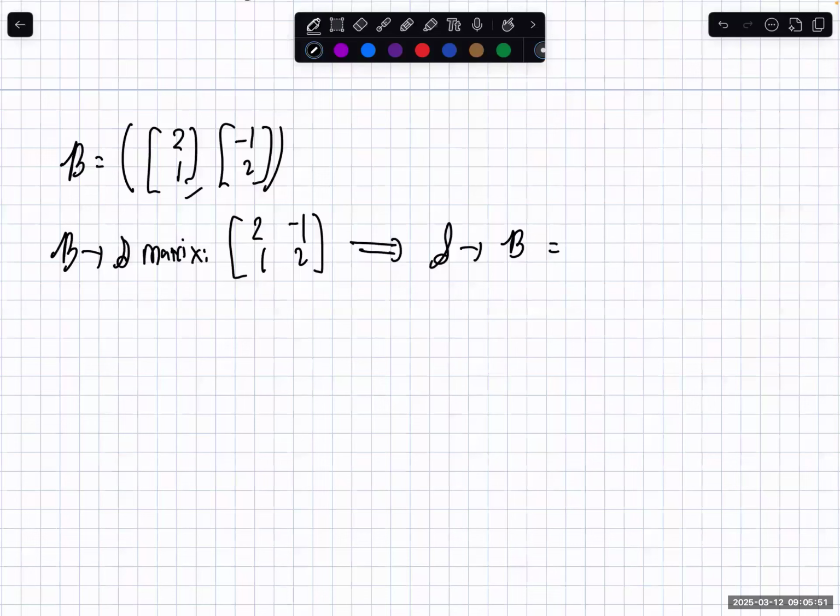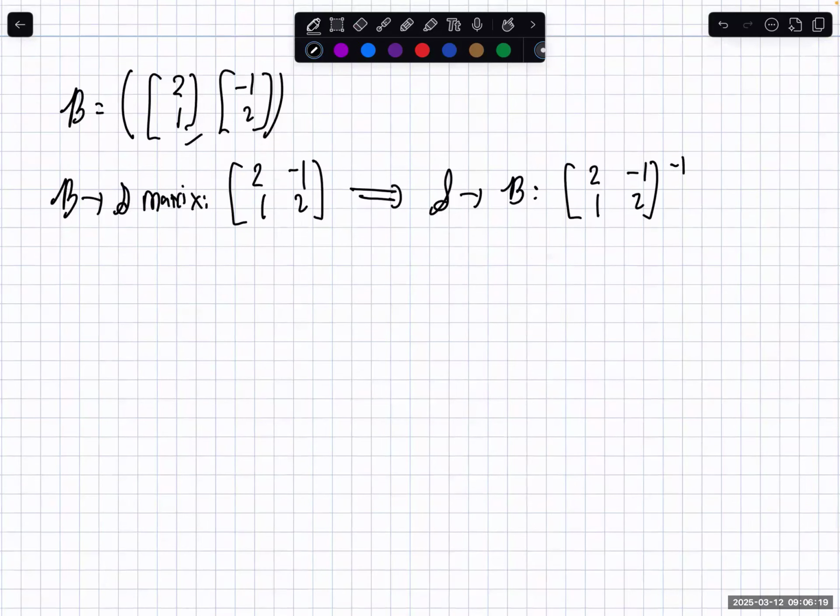So what do you think the matrix that transforms S to B is going to be? How do I use the beta S matrix to get the S to B matrix? Very close. Inverse. So just the opposite problem. And then remember, we have the shortcut rule.